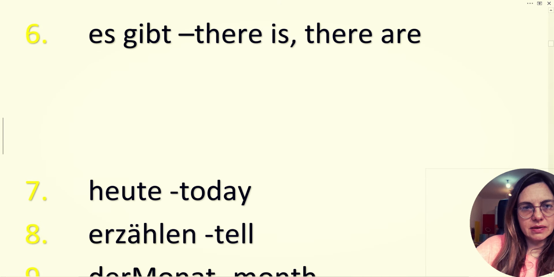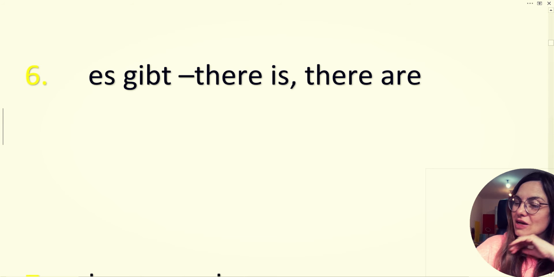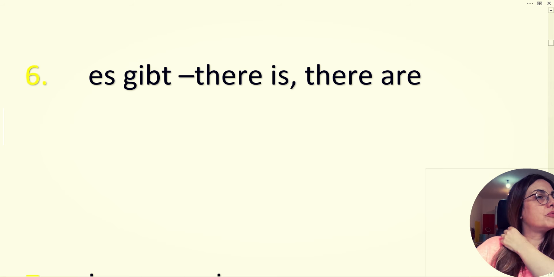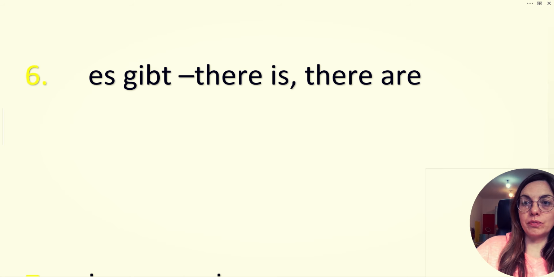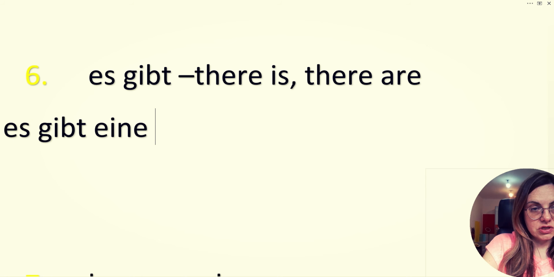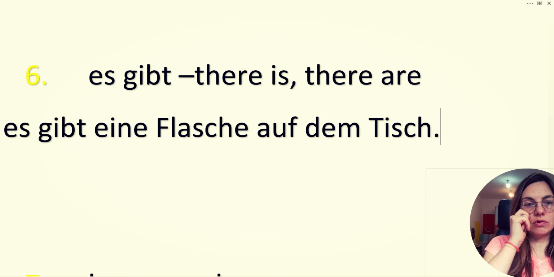That was number 5. What's number 6? Number 6 is es gibt, meaning there is and there are. So, there is no difference when we use singular or plural nouns. So, if I want to say there is a bottle on the table, I would say es gibt eine Flasche auf dem Tisch.